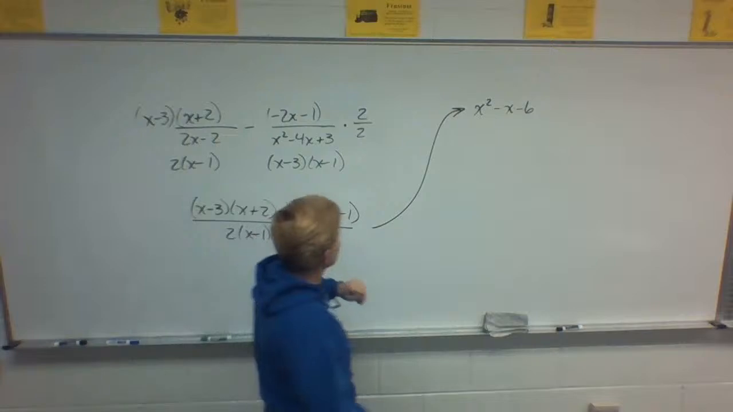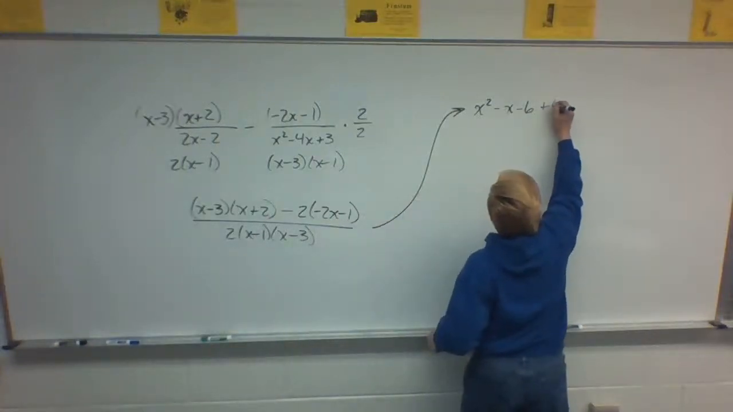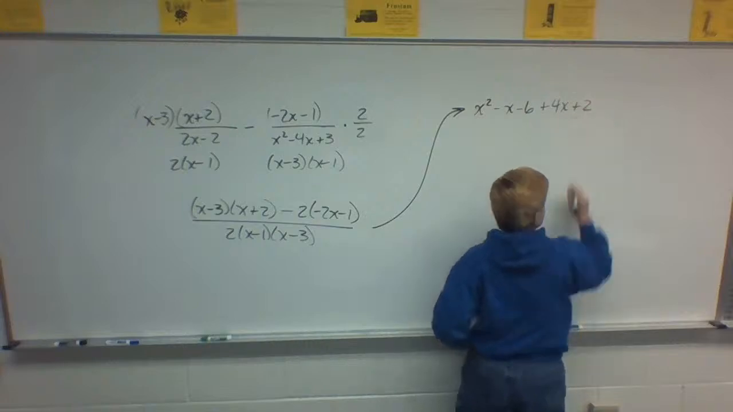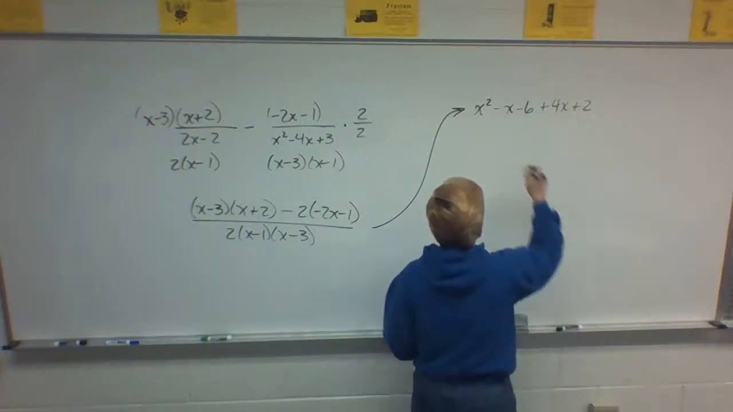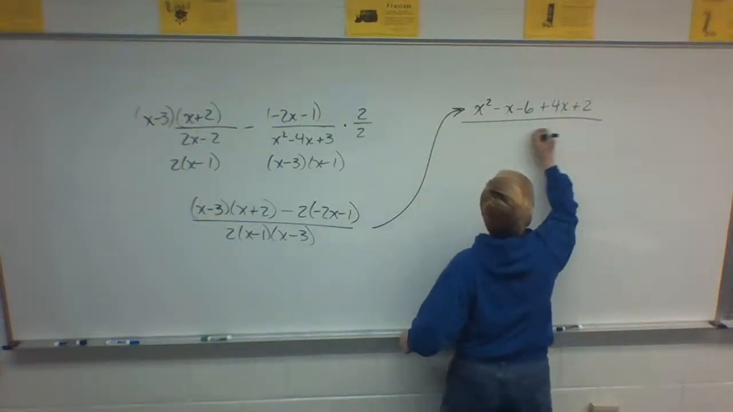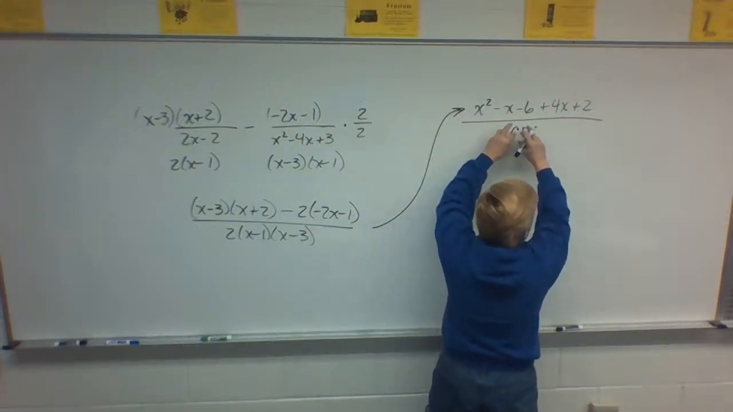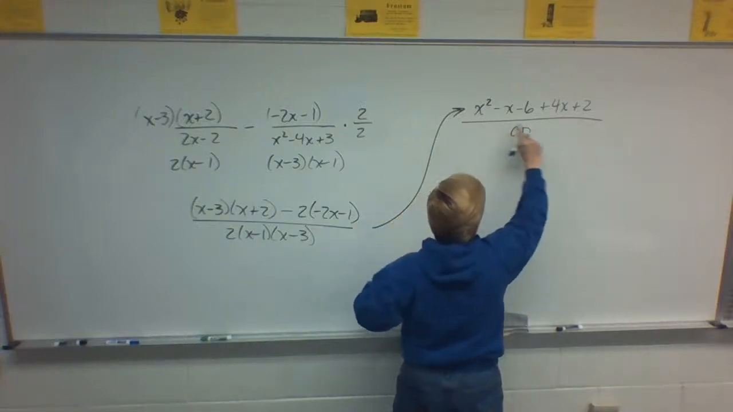So I'm going to have positive 4x, that's a plus 4x, and then a positive 2. Do you see it? And I'm just going to put that over a common denominator because I don't want to write the final answer yet. I don't have to write that down every time. Just keep track of it that there's a denominator there. Now I'm going to clean that up.